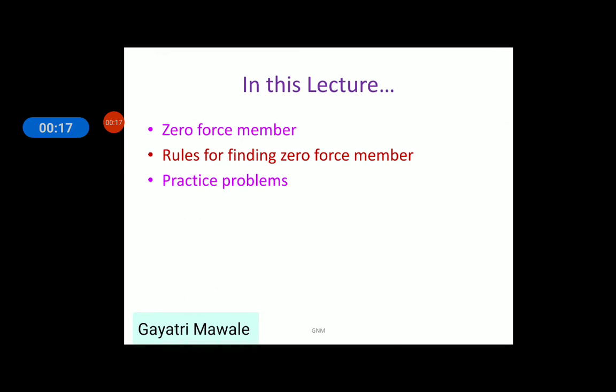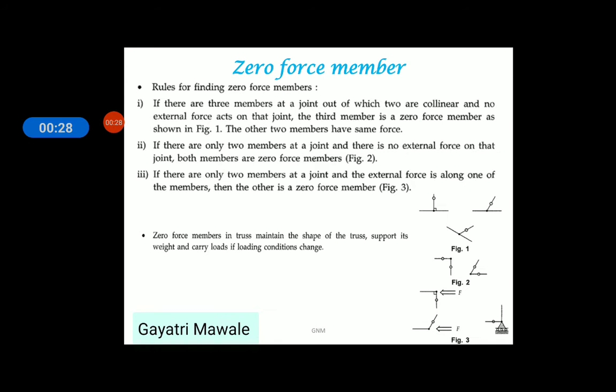In this lecture, we will discuss zero force members in a truss, rules for finding zero force members, and then we will solve a few practice problems. A member carrying zero force is called a zero force member for a given truss. Here are a few rules to find zero force members. Zero force members we can actually identify by just observing the given figure.